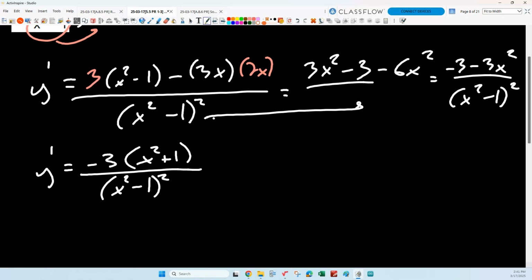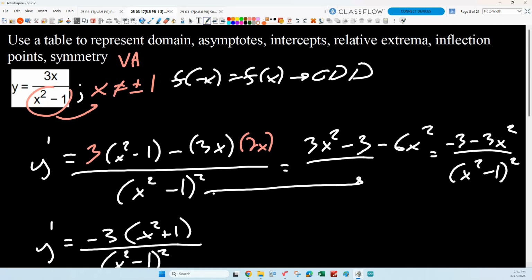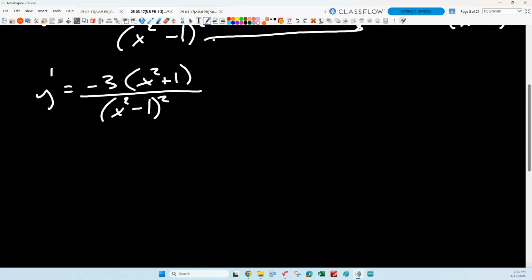Okay, so where are the zeros of the first derivative, or are there any? None, right? Because the numerator is never 0. This term x squared plus 1 is always positive, isn't it? Any zeros of the denominator? 1 and negative 1, but are those critical numbers? They're not. How come? Those are asymptotes. They're not in the domain, right? Those are excluded from the domain, so they can't be critical numbers. Critical numbers have to be in the domain. Okay, so we get no first derivative critical numbers.